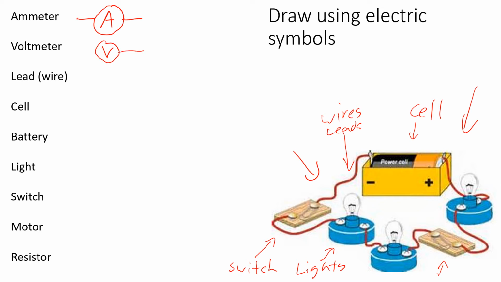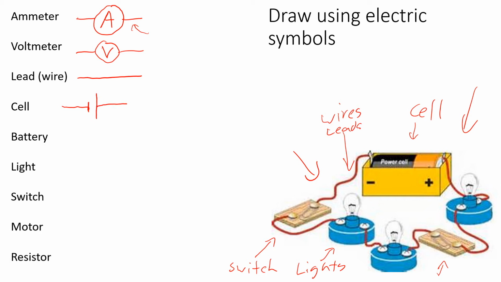A voltmeter measures how many volts are being produced from the cell or whatever. Now a wire is just a line like that. Technically, these coming off of the ammeter are wires or leads as well. Now a cell looks like this. We have a wire that goes into a cell, and then it'll have a little line like that and a big line like this. So that would be a cell.